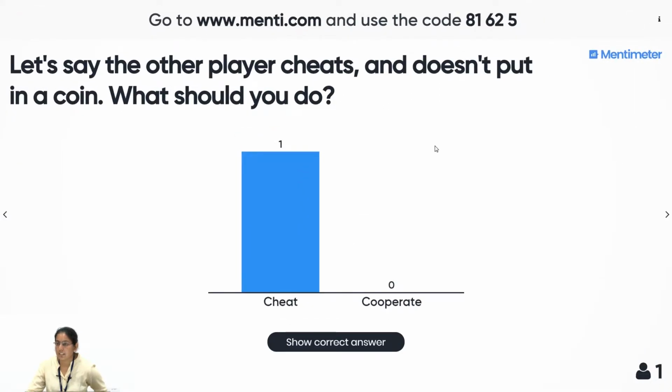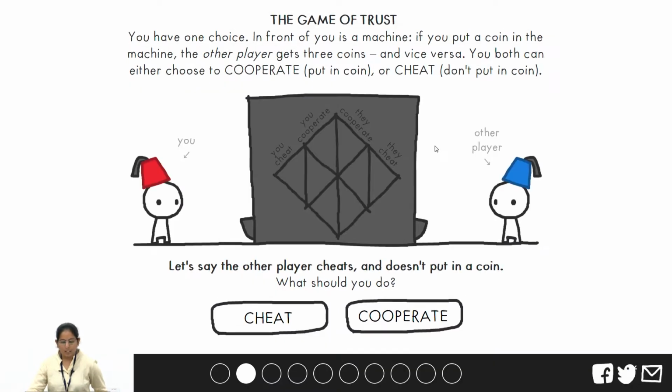Sorry? If both of them cooperate, both of them get 3 coins with a net of 2 coins, because you put 1 coin in, so your net payoff is 2. But yes, the machine will give you 3 coins and you've lost 1. That's correct.